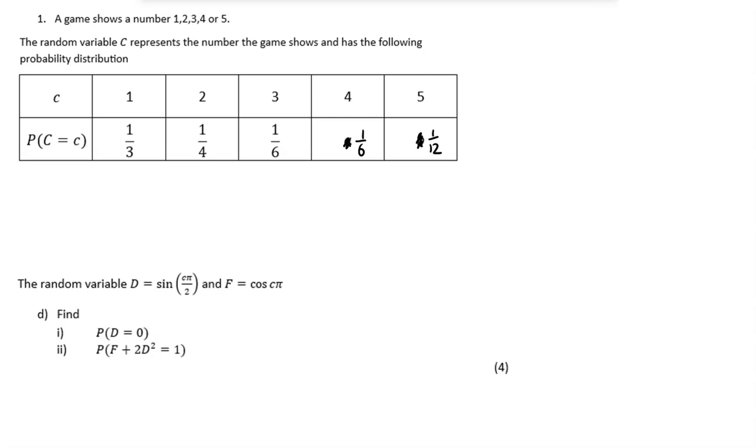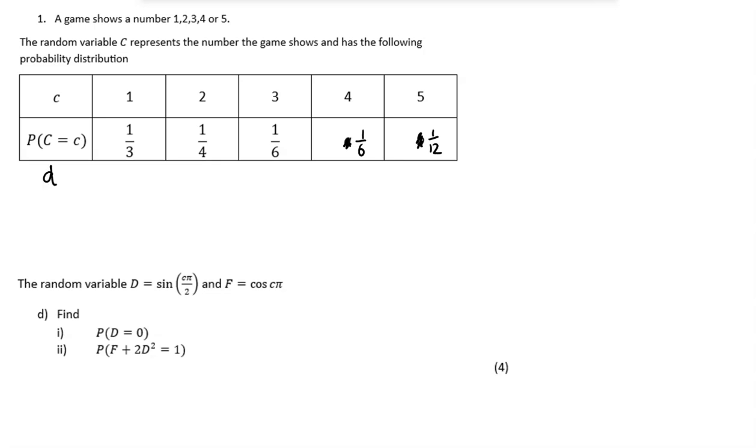And we're told that the random variable D is sine of C pi over 2. If you can't quite see that, again, check out the actual full question in the description. And then F is cos of C pi. And we're going to find the probability that D equals 0 and the probability that F plus 2D squared is going to equal 1. Okay, so let's have a look at what on earth is happening here.